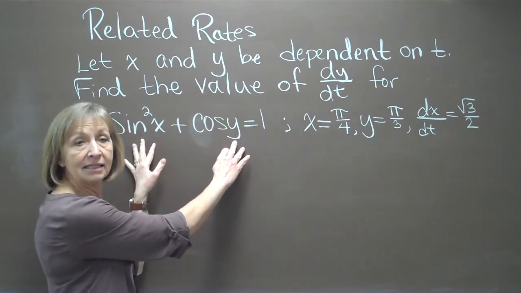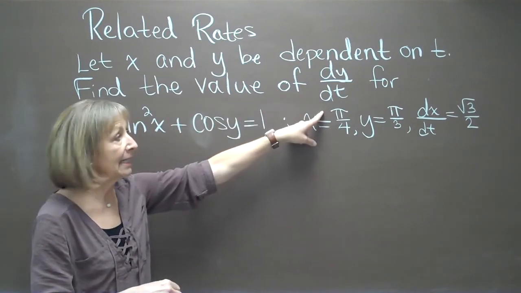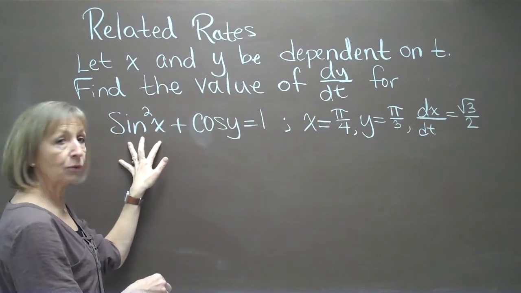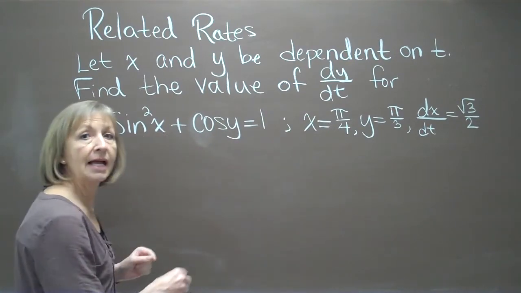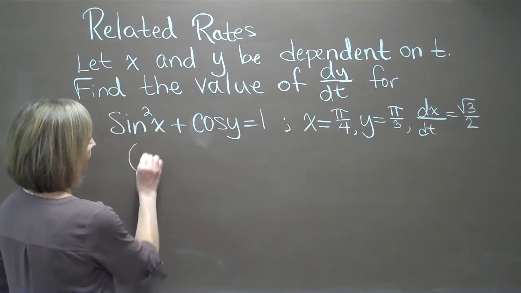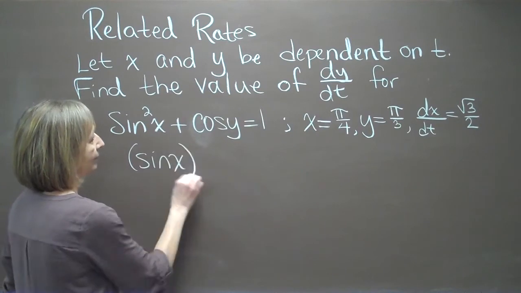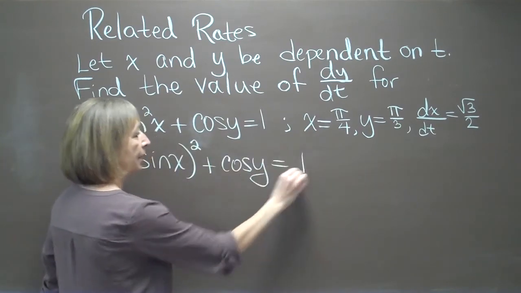In this particular question, it wants me to find the value of dy dt for sine squared x plus cosine y is equal to 1. Now remember, sine squared x means sine x quantity squared, plus my cosine y is equal to 1.